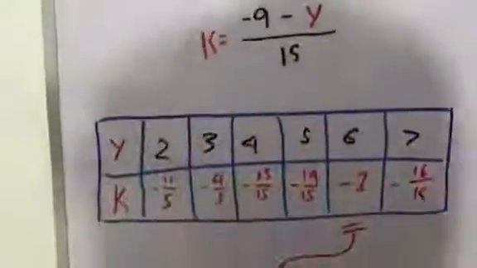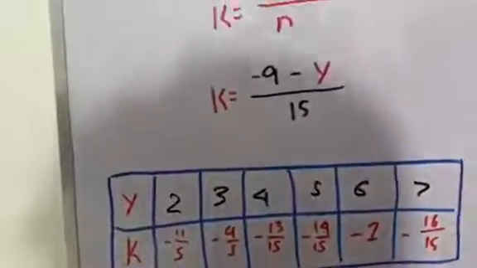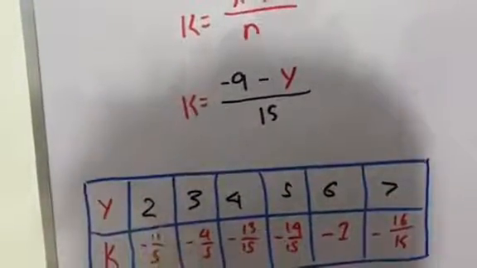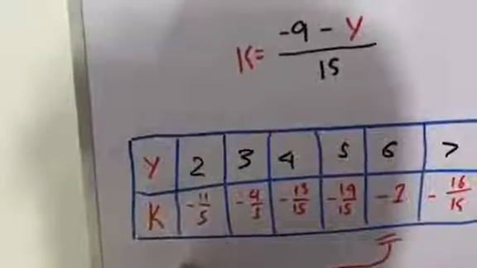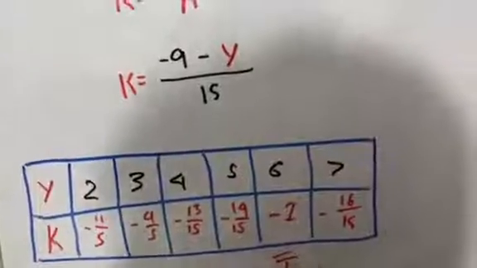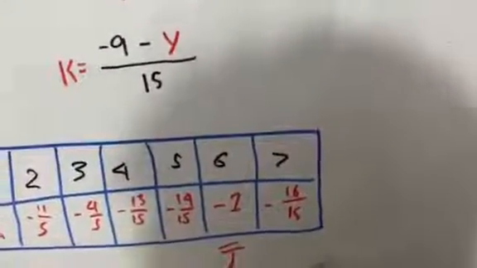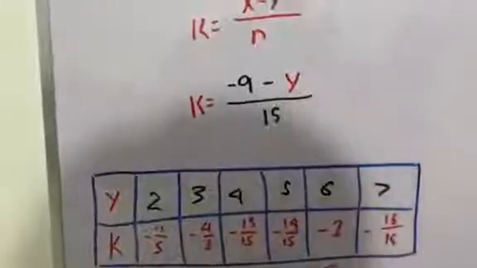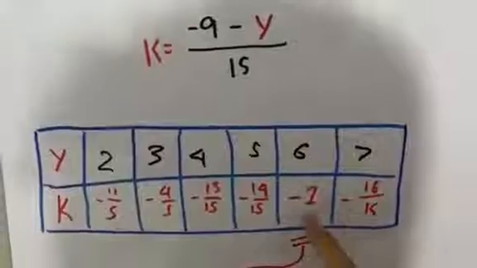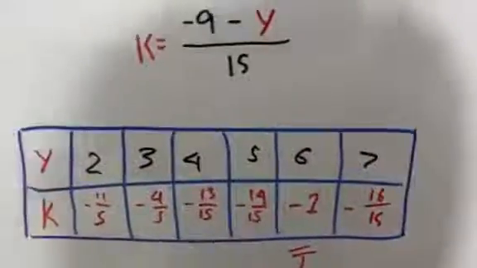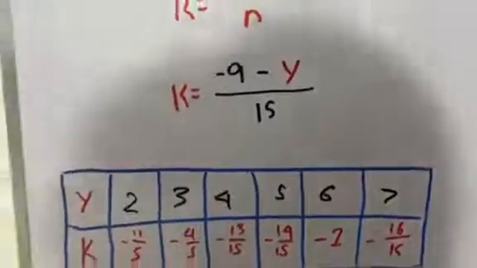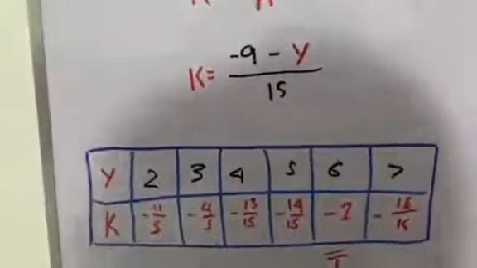So of course, I already made a table. So we have y, 2, 3, 4, 5, 6, 7, consecutive numbers, and k, when we input y, these are the results: negative 11 over 5, negative 4 fifths, negative 13 over 15, negative 14 over 15, negative 1, and negative 16 over 15. The only value of y that can make k a whole number is 6, because of negative 1. Regardless of whether it's positive or negative, as long as k is a whole number, then that value of y is the one that can make that expression valid.